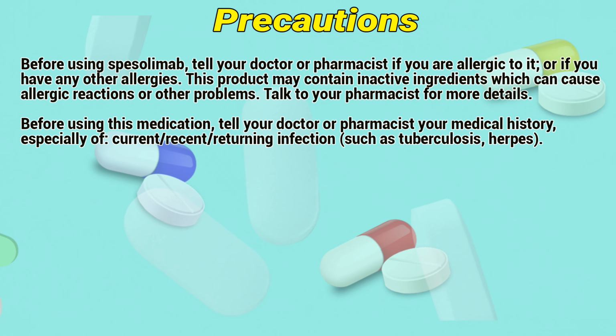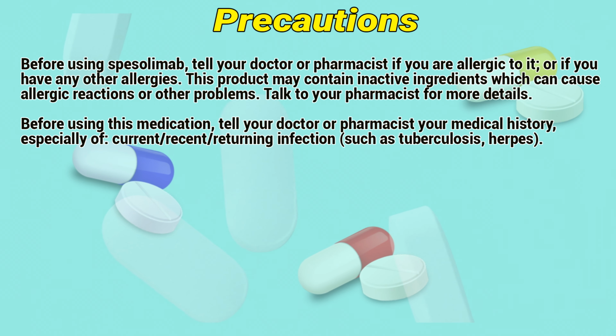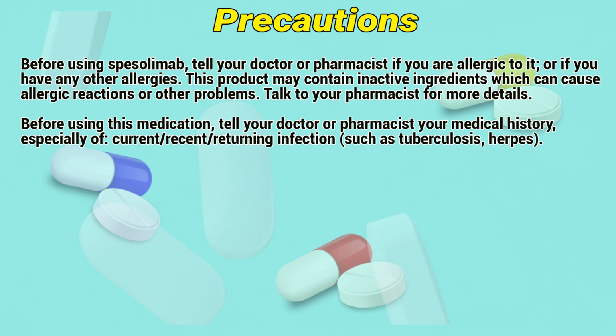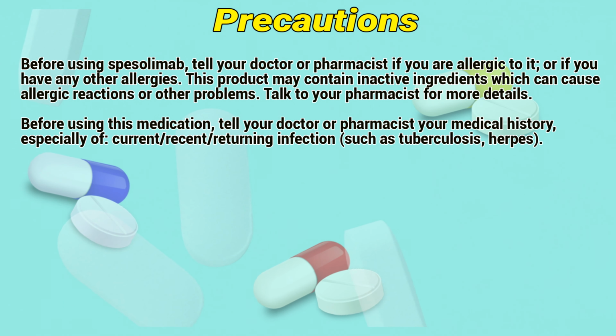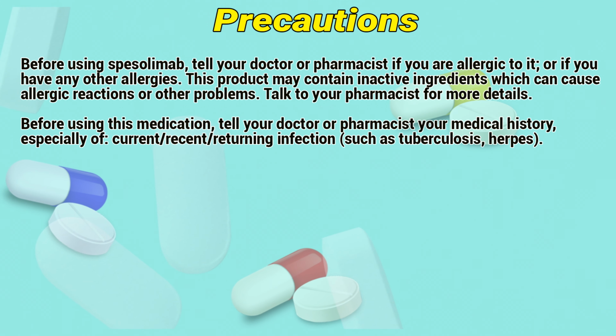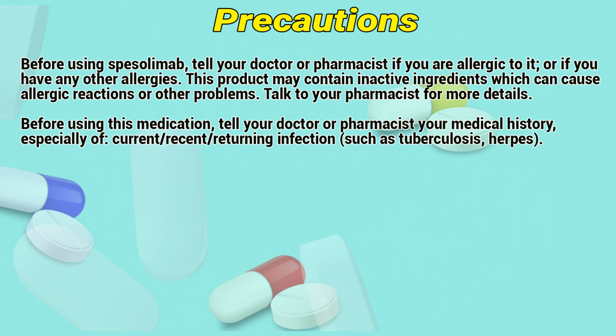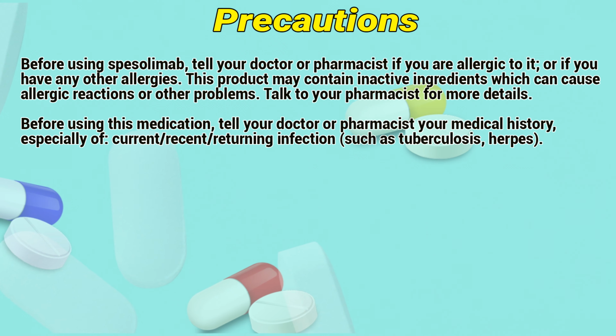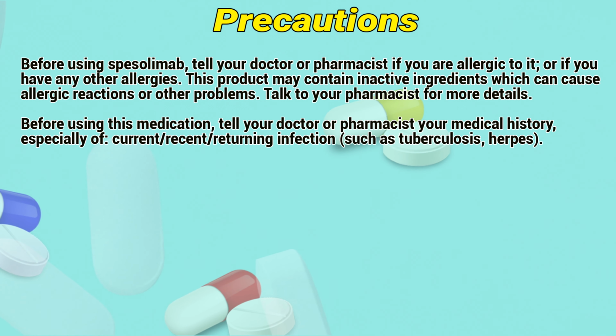Precautions. Before using Spesolimab, tell your doctor or pharmacist if you are allergic to it or if you have any other allergies. This product may contain inactive ingredients which can cause allergic reactions or other problems. Talk to a pharmacist for more details. Before using this medication, tell your doctor or pharmacist your medical history, especially of current or recent recurring infections such as tuberculosis, herpes.